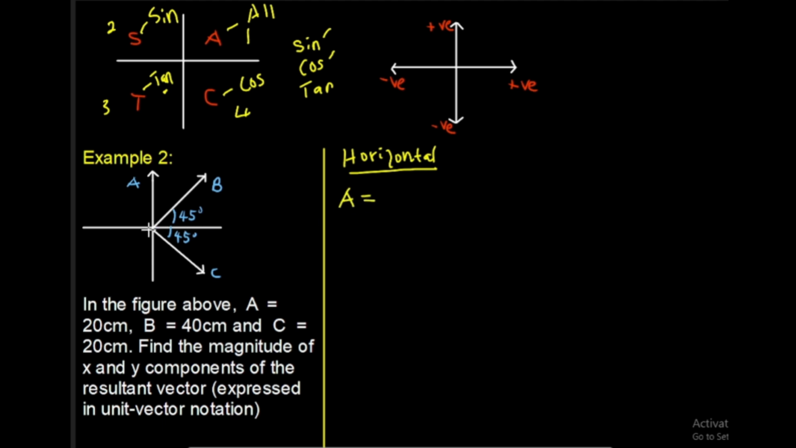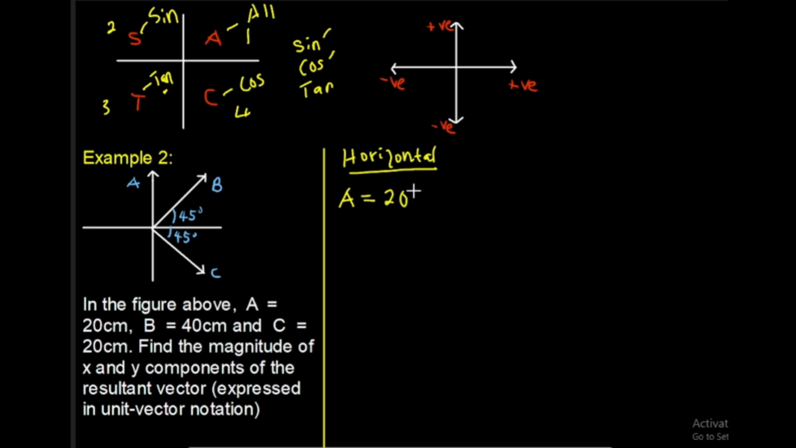Now first, remember our formula for resolution of vectors. Magnitude of the vector, and if we're resolving horizontally, we use cos, then cos of the angle the vector makes with the horizontal. So let's see. A is our vector. What's the magnitude of A? We have 20. You can see it here. A equals 20 cm. So we have 20.